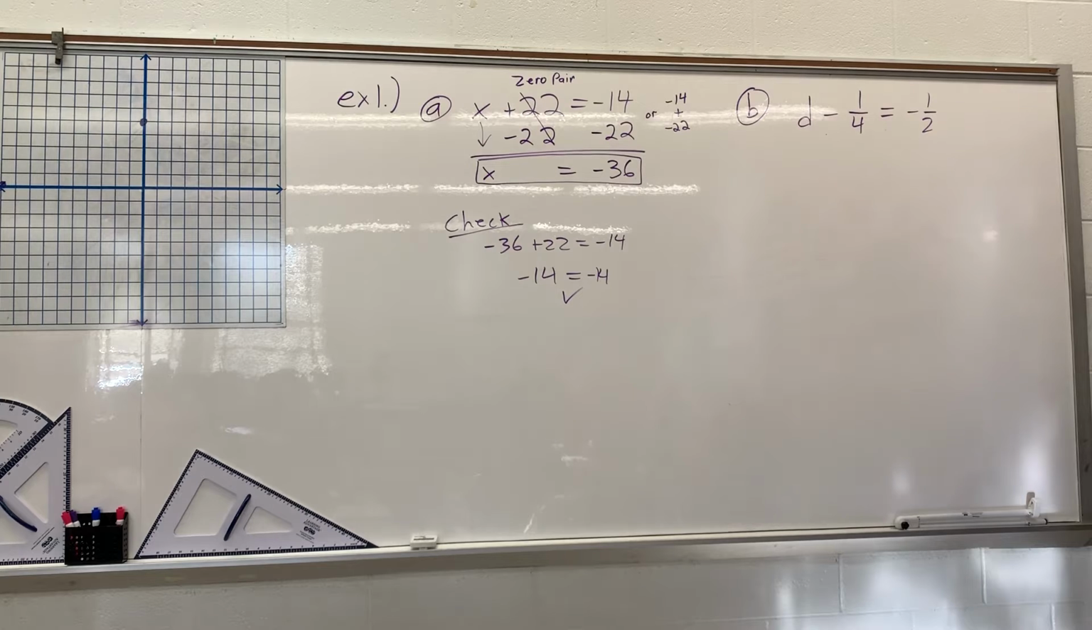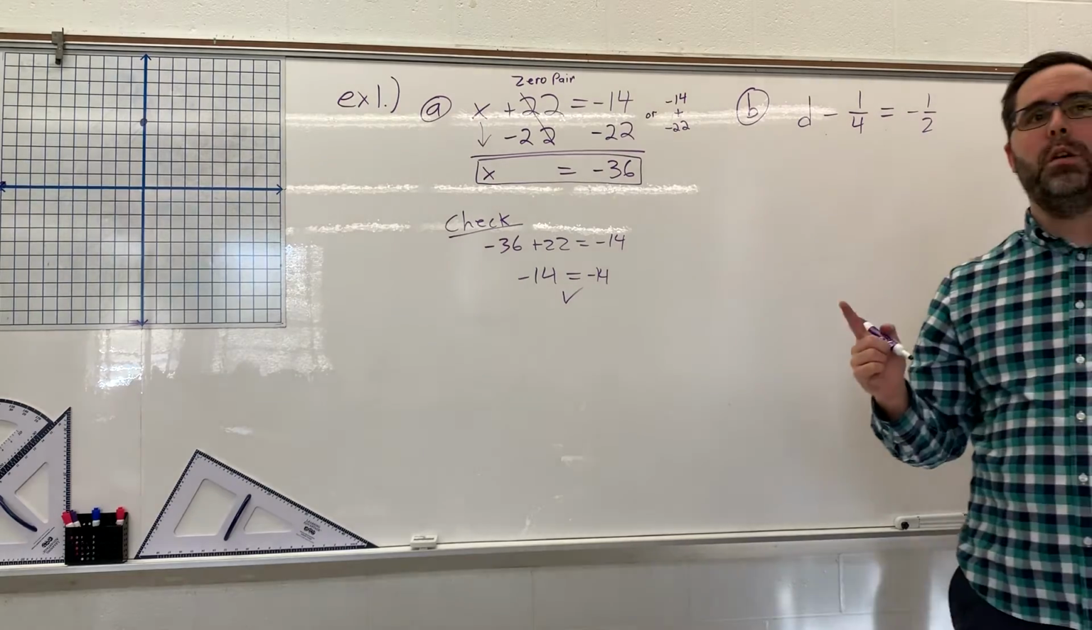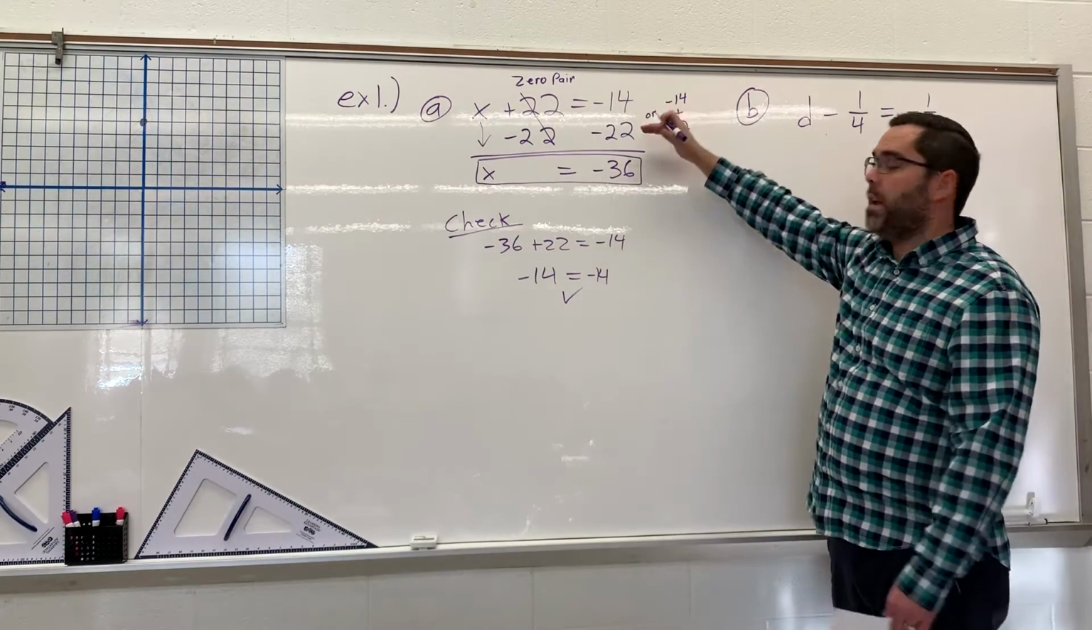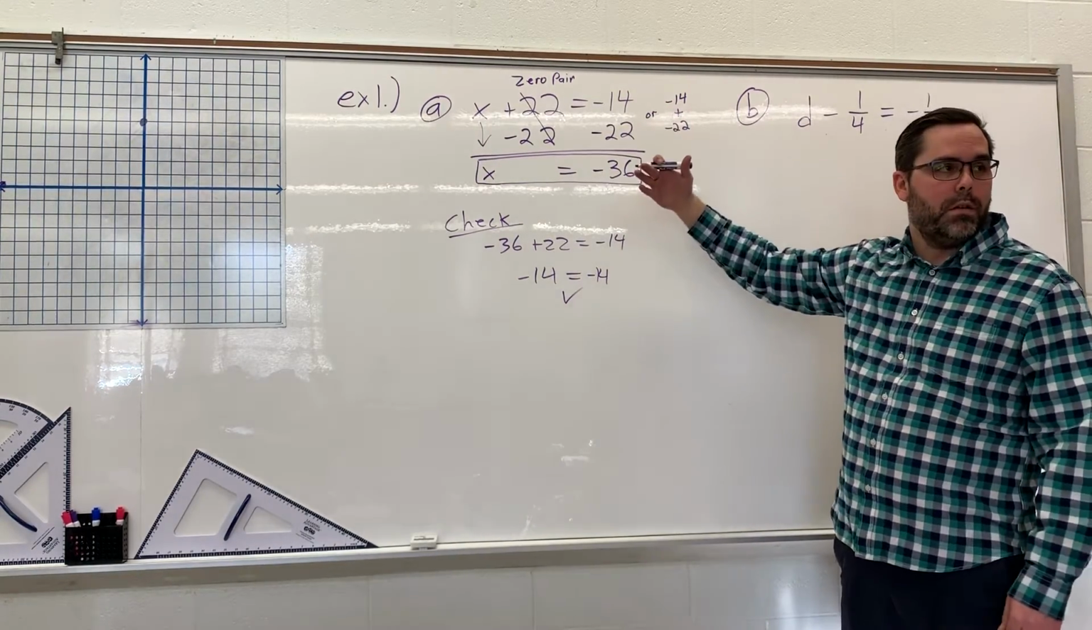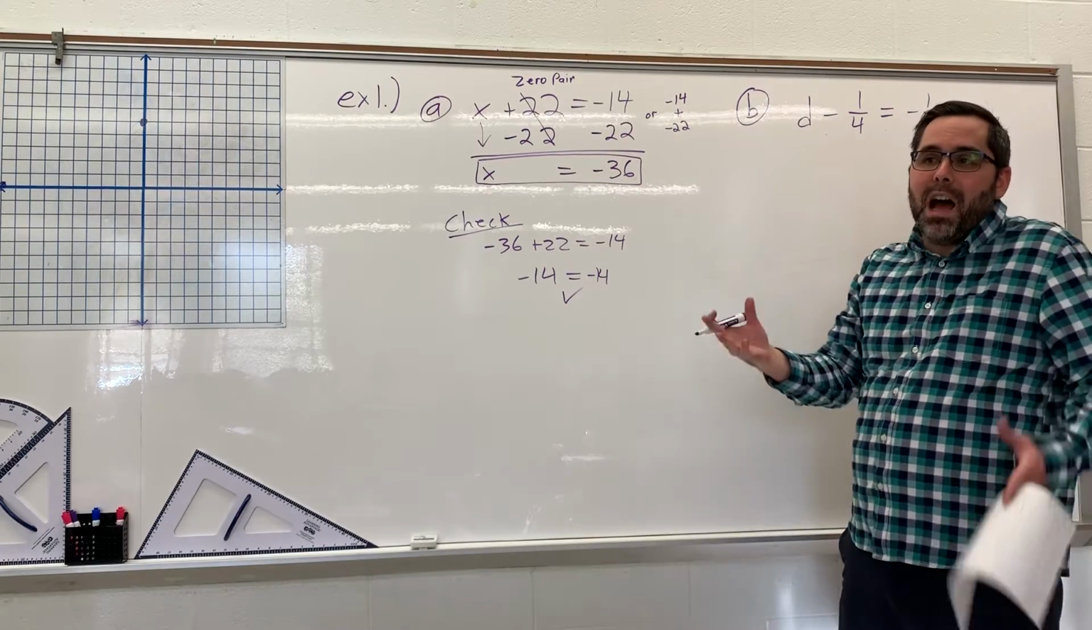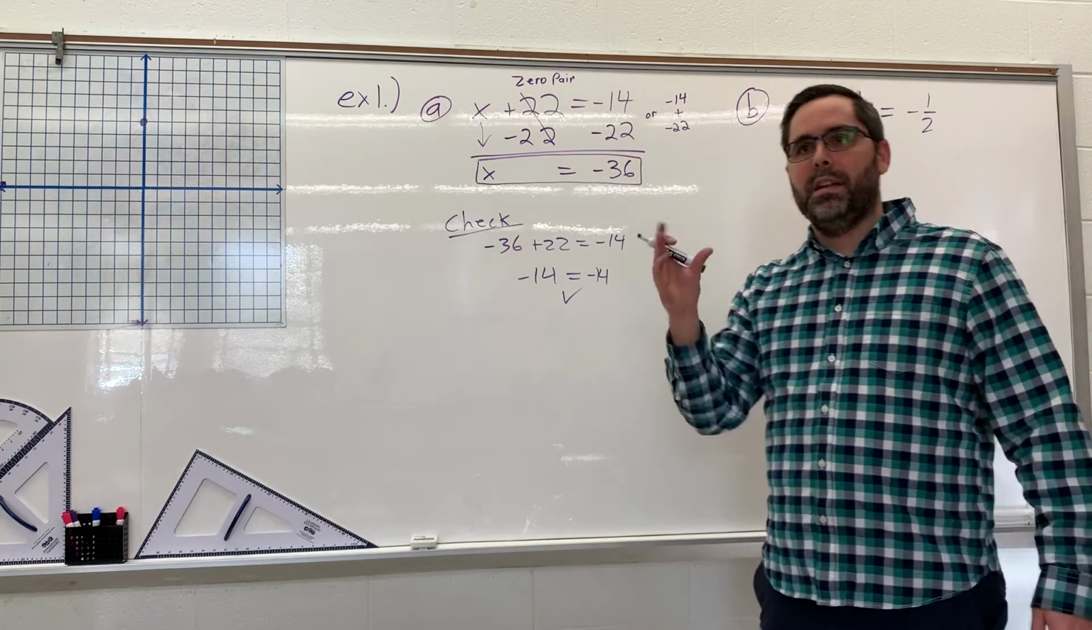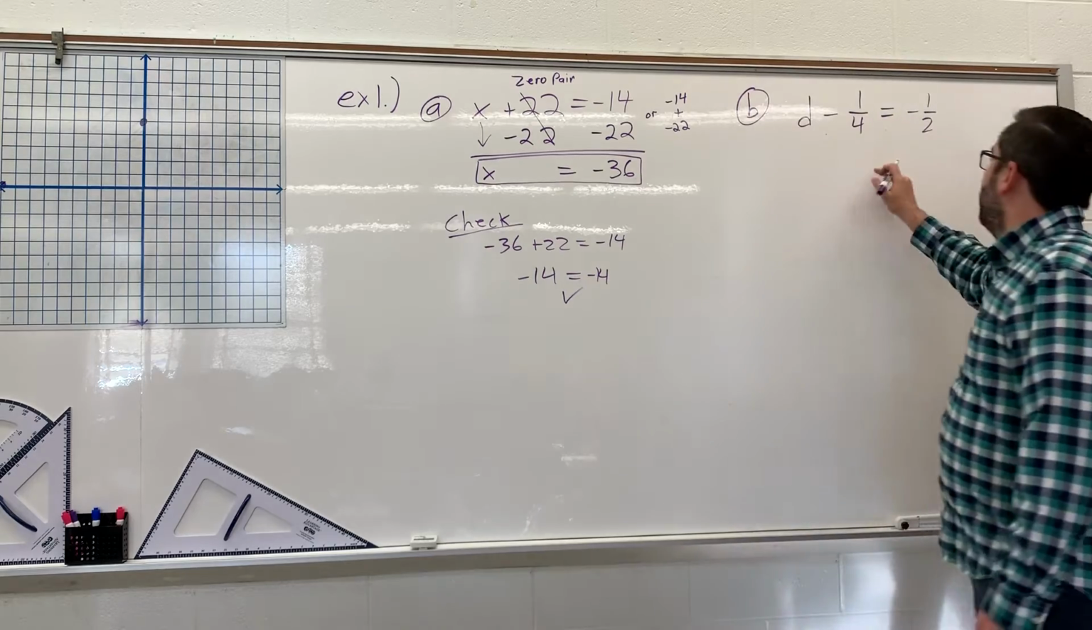No. Okay. This is a simple version of simple equations. They're called simple equations because there's only one step that it takes to solve the equation. We subtracted 22 from both sides, and we're done. That's why it's called simple. Not because the concept is simple, just because it's less steps. Let's look at this one.